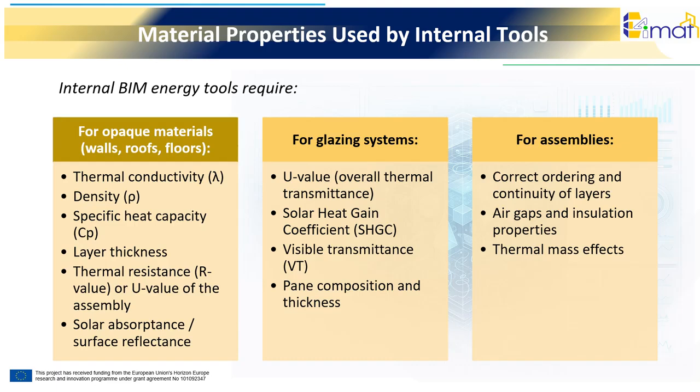Layer thickness and the position of the material within the assembly are equally important because they determine the overall thermal resistance and how mass or insulation contributes to performance. Surface properties such as solar absorptance or reflectance influence how much heat the envelope absorbs from sunlight. For glazing systems, the tools require properties like U-value, solar heat gain coefficient, and visible transmittance. The composition and thickness of the panes also matter, especially when evaluating advanced glazing or coatings.